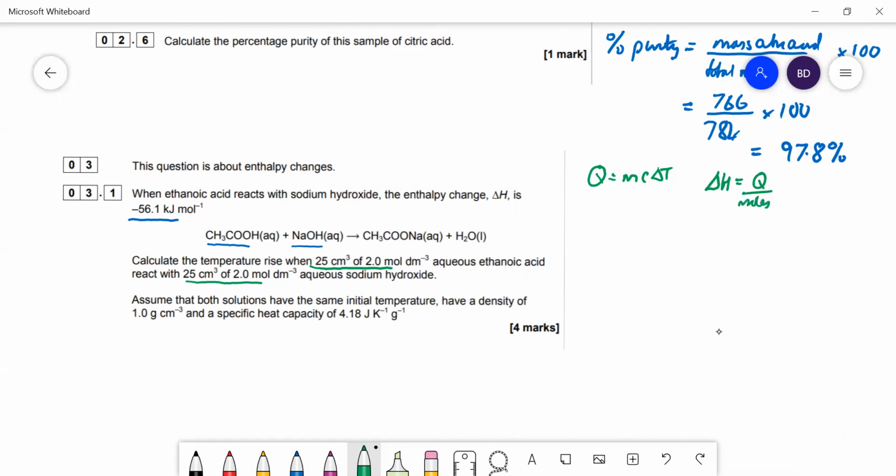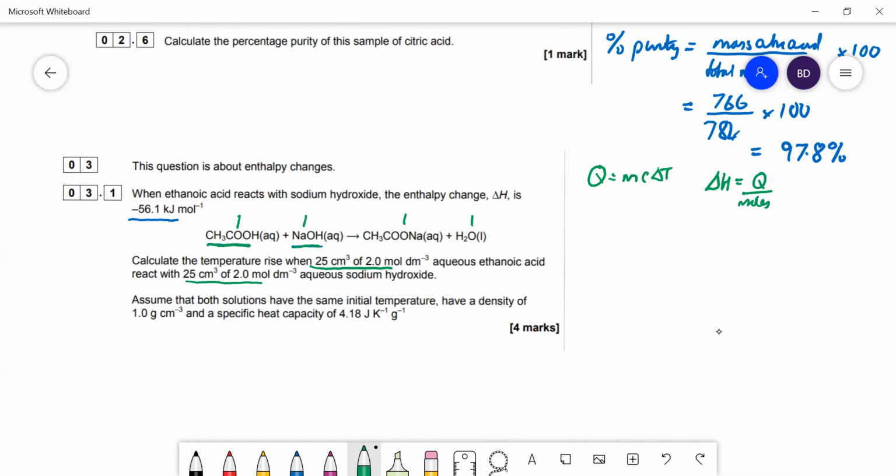Now the moles reacted, we can either use the moles of ethanoic acid or of NaOH because it's the same for both. Okay, now we don't add the moles together. It's kind of like per mole of equation. Delta H is the enthalpy change when 1 mole of that reacts with 1 mole of that to give 1 mole of that and 1 mole of water. Okay, right, so let's see where we can start with that.